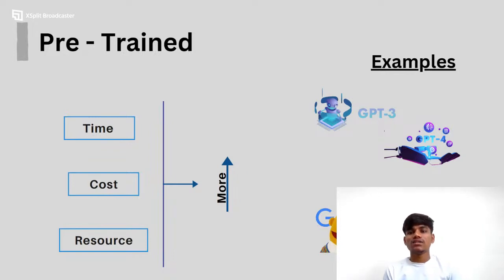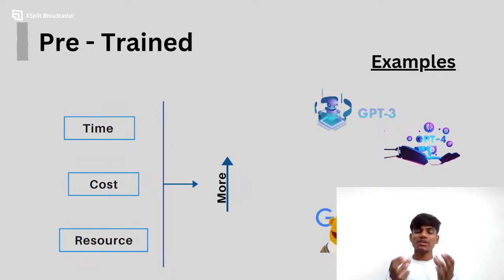For example, you can see GPT-3. In ChatGPT, we have a version of GPT-3, right? That is an example of a pre-trained model, and GPT-4 is also an example. Nowadays what we are using is GPT-4, which is also a pre-trained model. Google Bard is an LLM created by Google, and Llama 2 is Meta-related, an LLM created by Meta. It is also an LLM.